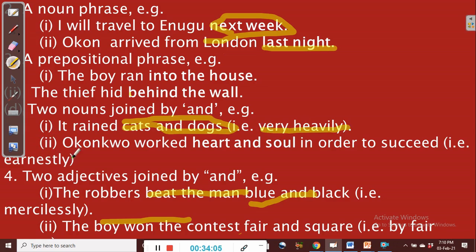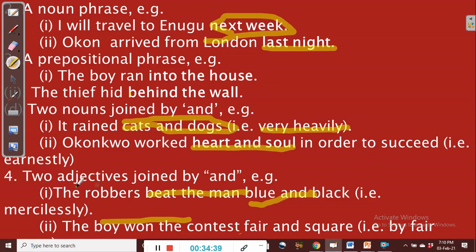Now the second example, Okonkwo worked heart and soul in order to succeed. That is earnestly. You can see that heart and soul, there are two nouns joined by and, and they have some idiomatic meaning here. To work heart and soul is to work earnestly, passionately, right? So seriously, if you like. Okonkwo worked heart and soul in order to succeed. So that's an adverbial phrase.